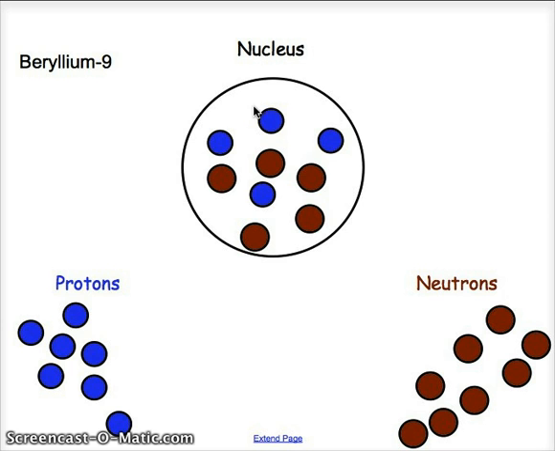This model correctly represents a beryllium-9 nucleus. It's beryllium because there are 4 protons, and beryllium is atomic number 4. And with 4 protons and 5 neutrons together, the mass number is 9. Try some example problems on your own.